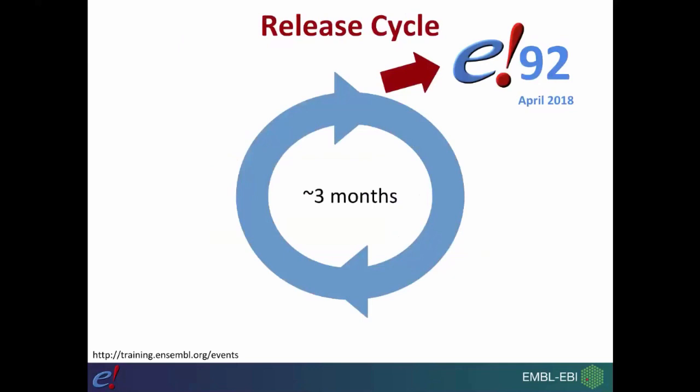So now a couple of words on our release cycle. I think you will all be aware that data in genomics changes quickly over time, and that's the reason why we operate on a release cycle. So this is roughly every 3 months when we freeze our databases and our interfaces and put out a new release. The one before the current release was put out in April 2018, and that was release 92.